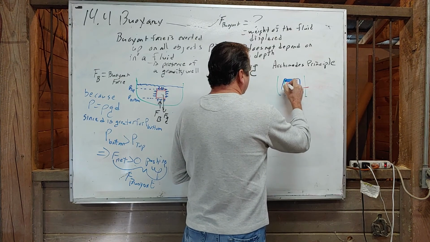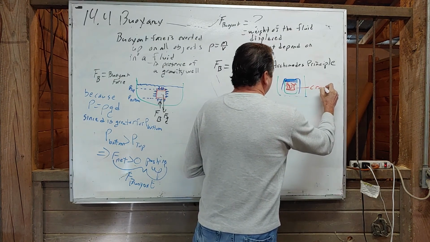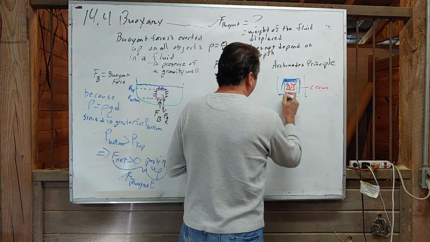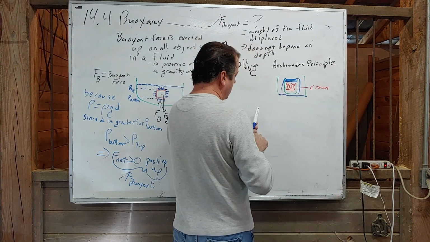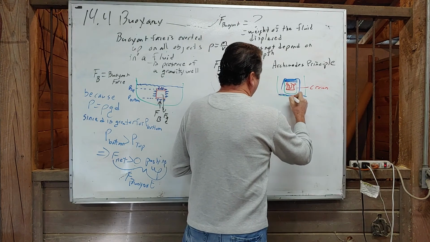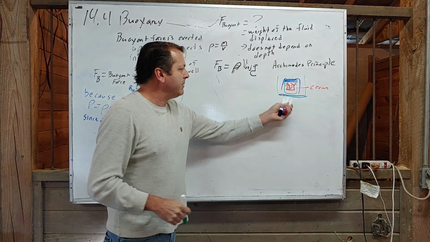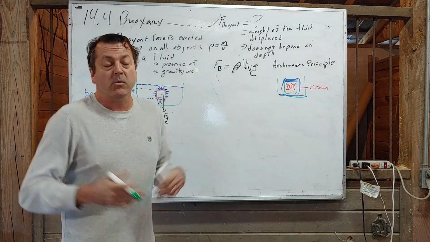That's the crown. All right. When he puts the crown in there, it spills over as well. And if the crown was pure gold, what would happen to the spillover amount? Well, it'd be the same, right?